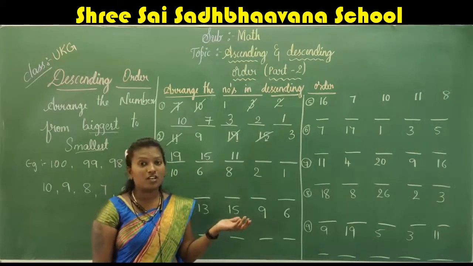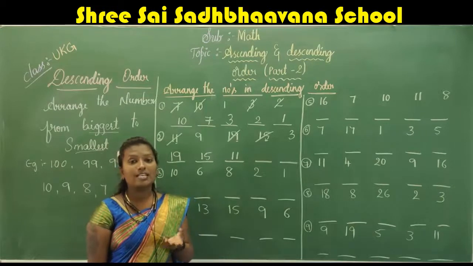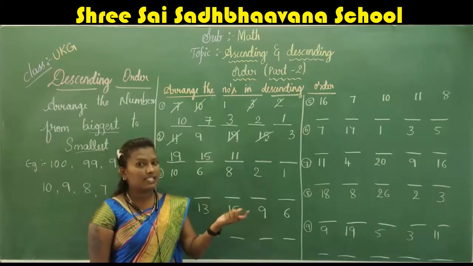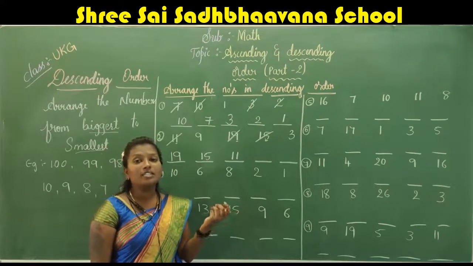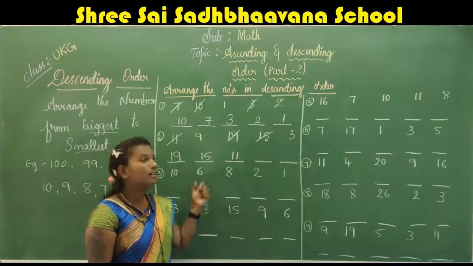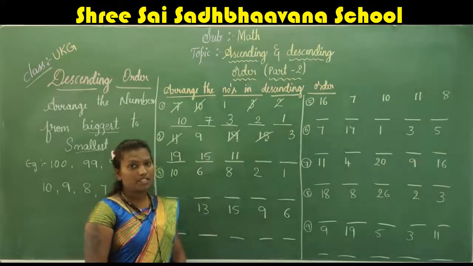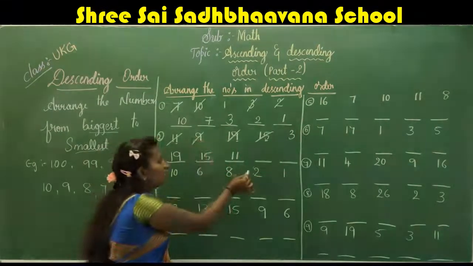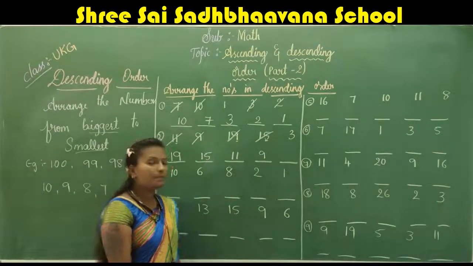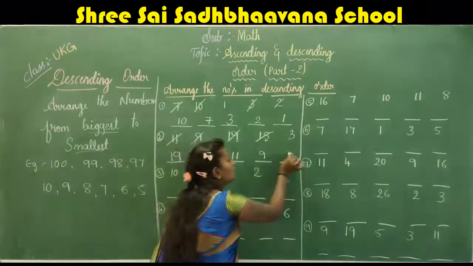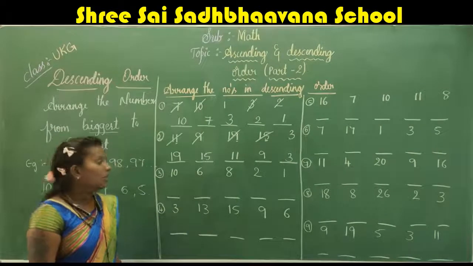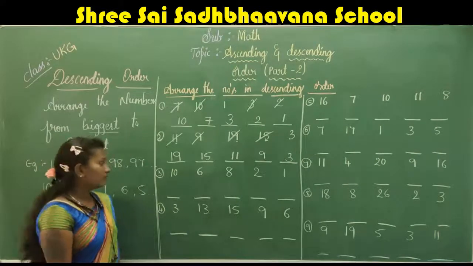Karthik has 9 chocolates and Sunil has only 3 chocolates. So who is having more chocolate? It is Karthik, because he has 9 chocolates. So 9 is the biggest number. 9 is bigger than number 3. So this number 9 we have to write in the fourth place. And number 3 is the smallest number, that one we have to write at the last. Next, we'll go for the third one.